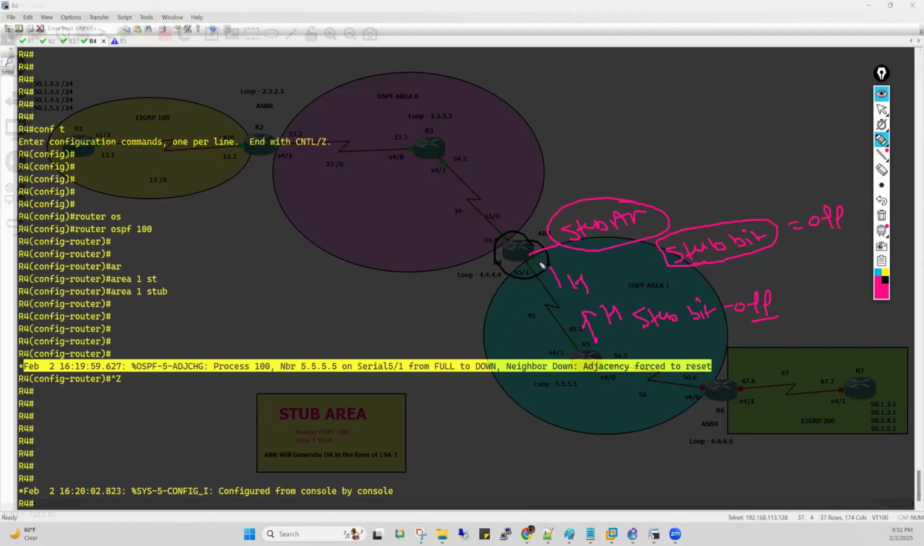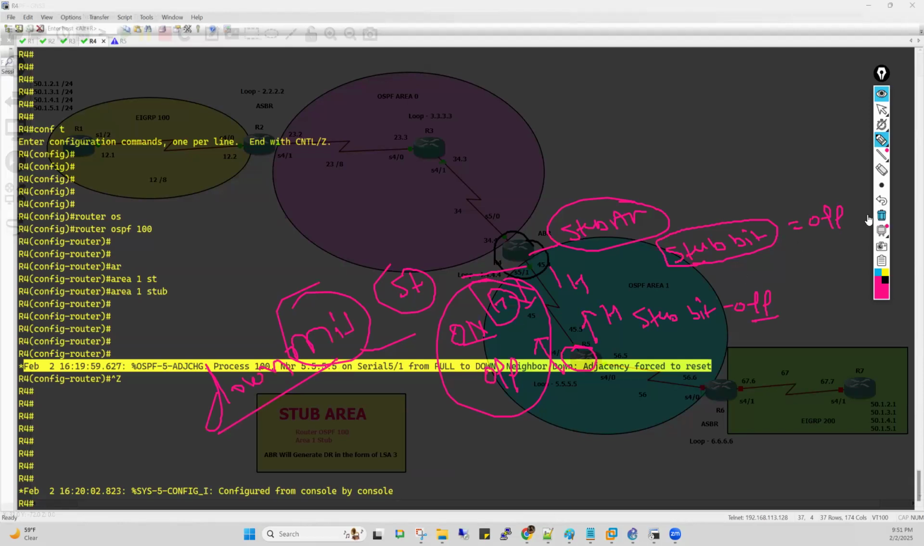This router is also sending the hello packet and the stub bit is off. Now what I did, I configured the stub area here. So now this router is sending the hello packet with the stub bit on. But the other router is sending a hello packet where I didn't enable the stub area, so on this router the stub bit is off. Is the packet a match or a mismatch? Mismatch, neighborship down. Clear, everyone?